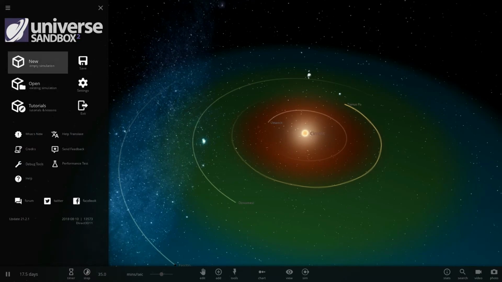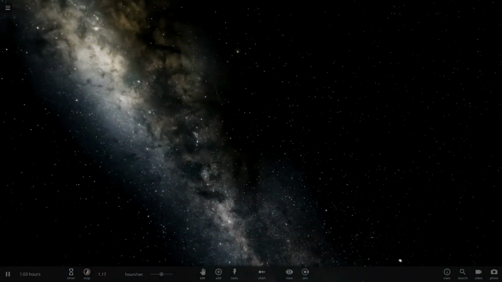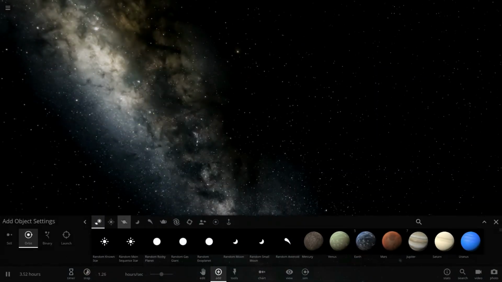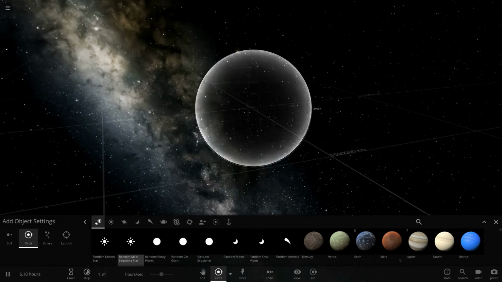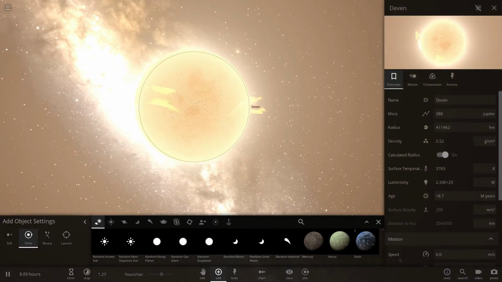So we're going to move on to the next star, K-class. So bring up a red dwarf here.